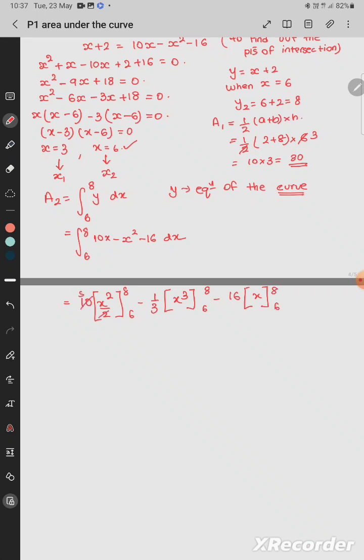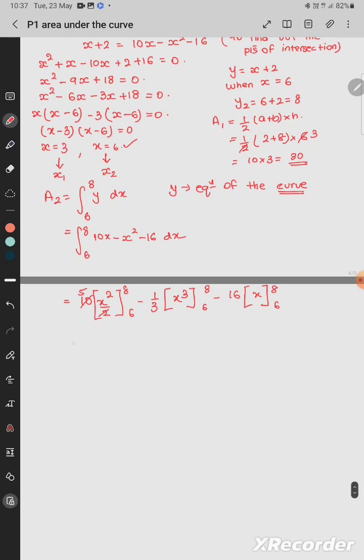So this goes 5 times. So 5 bracket, now substitute the limits in place of x. So upper limit 8 squared minus lower limit 6 squared bracket close, minus 1 by 3 bracket open, 8 cubed minus 6 cubed bracket close, minus 16 into 8 minus 6. So if you solve for this, you're going to get 9 1 by 3. So this is the value of A2.